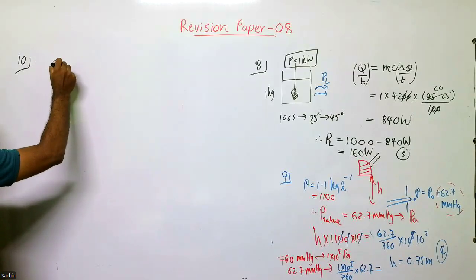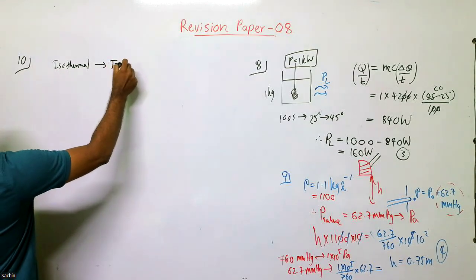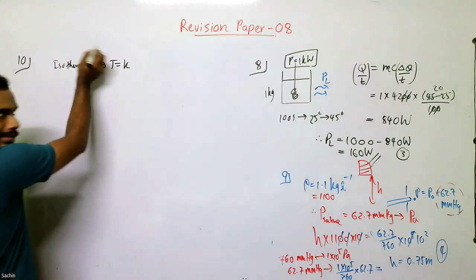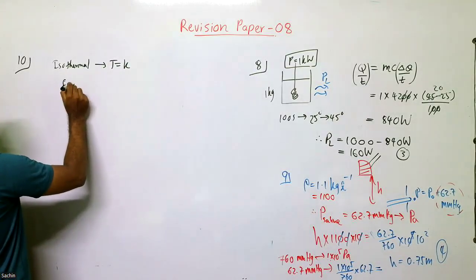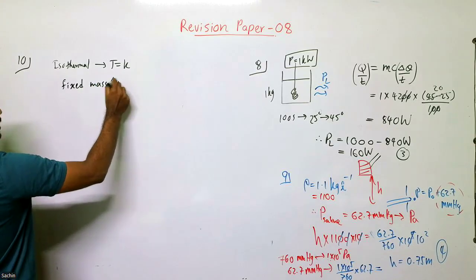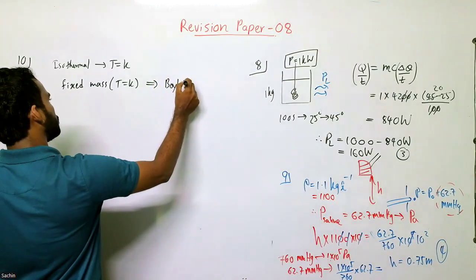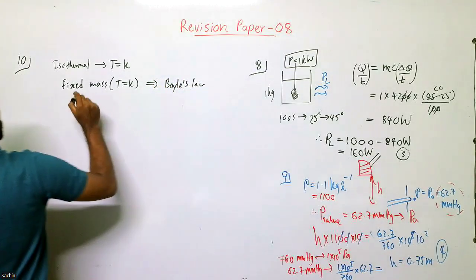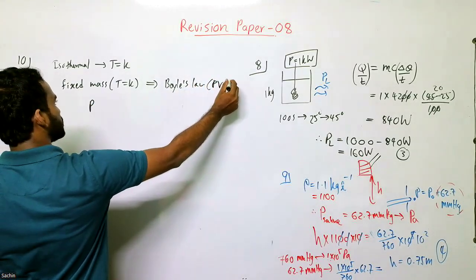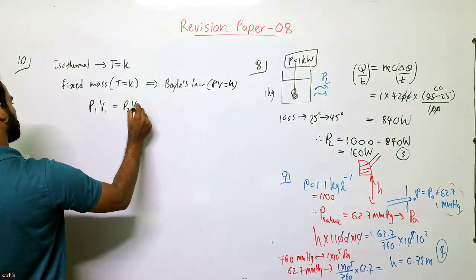What do you mean by isothermal? Isothermal means temperature stays constant. If isothermal and fixed mass, what is the law you can employ? Fixed mass, temperature constant: you can employ Boyle's law. That means the pressure times volume stays constant for the gas. So P1 V1 should be equal to P2 V2.